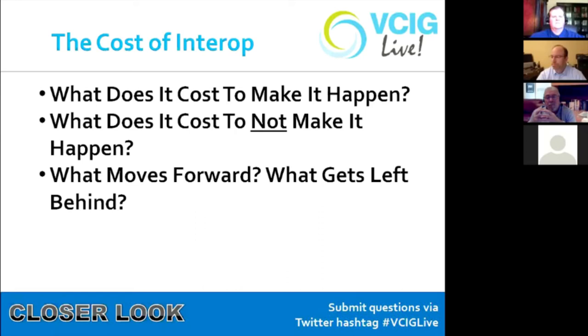So Adam, we talked a little bit about what it costs to make it happen. Joe, speak to me a little bit about those both questions as a user. If you don't have interop working across the board, what does that mean to Chevron? What does that mean to us, in your constituency?